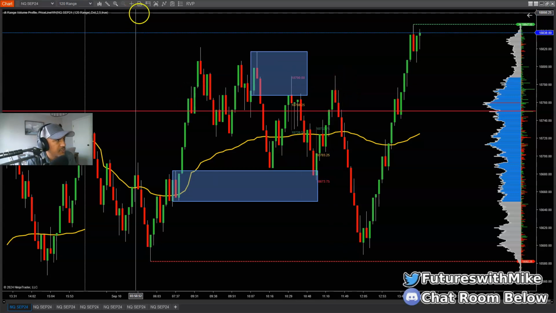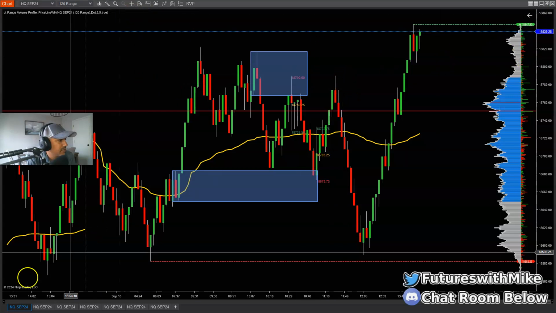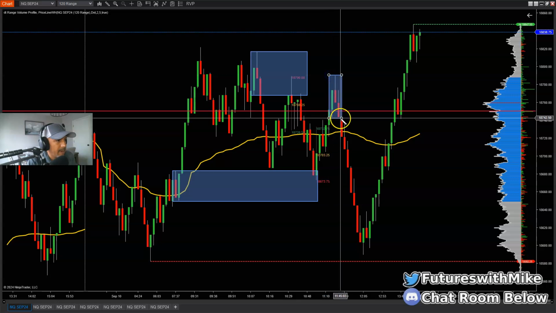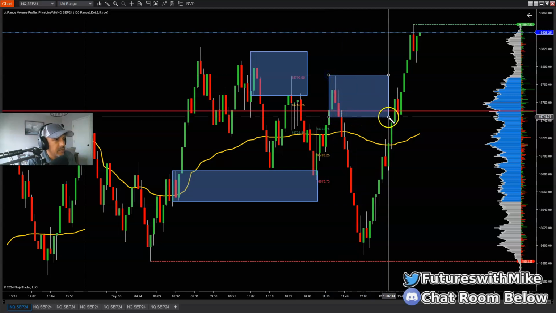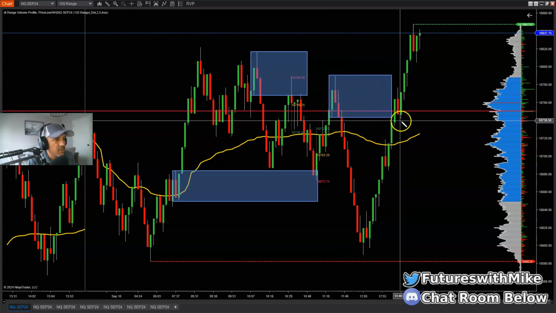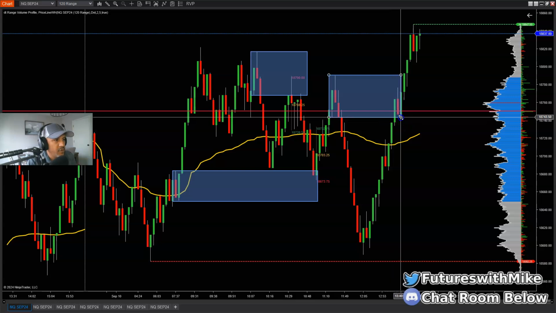This zone, which I'm sure, give me one second. Right here where a lot of people, I can guarantee you, marked this zone up right here. And then they were eyeballing that zone right here. The market gets to it, and what does it do?